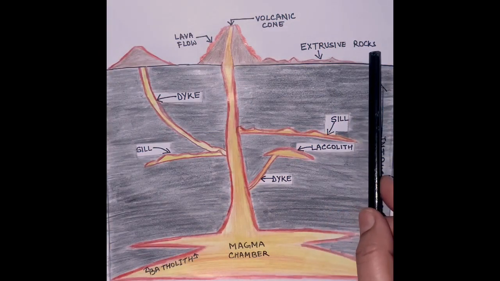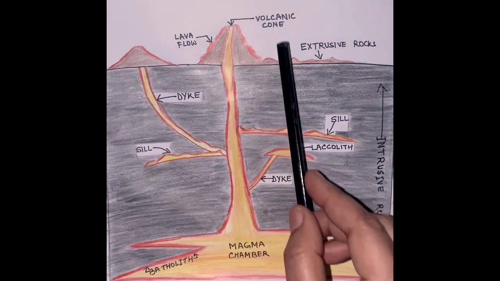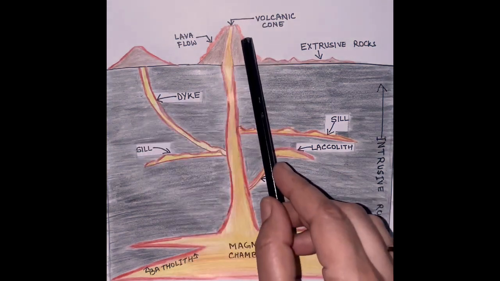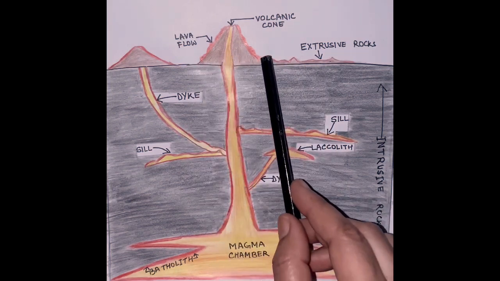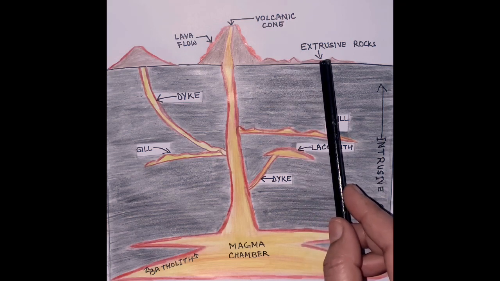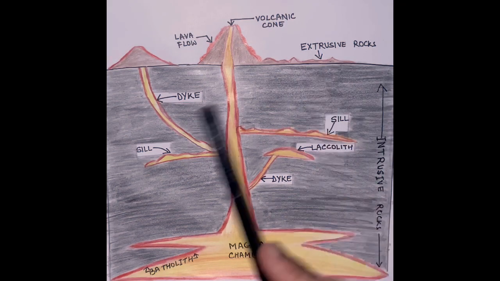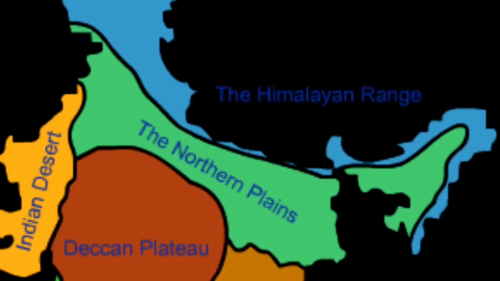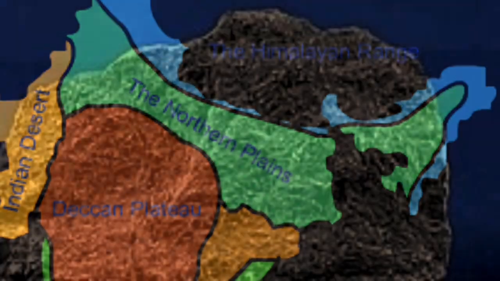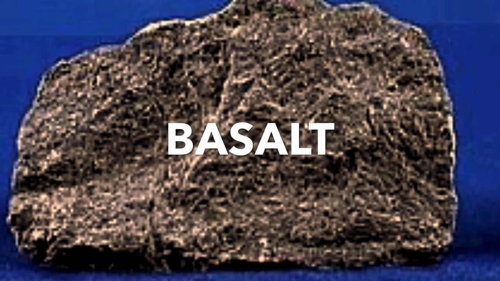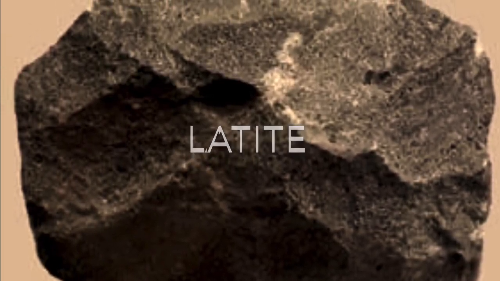Extrusive igneous rocks are formed when, after volcanic eruption, magma cools and solidifies above the Earth's surface. Sometimes lava spreads over a large area on the surface of the Earth. When the lava hardens, a lava plateau is formed. The Deccan Plateau in India is an example of an ancient lava plateau. Basalt and latite are some other examples of extrusive igneous rocks.